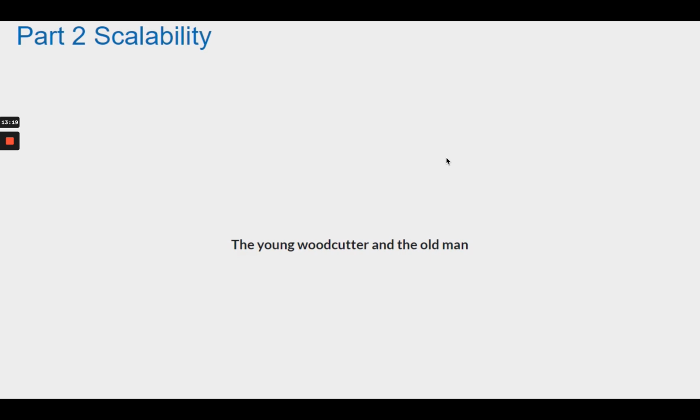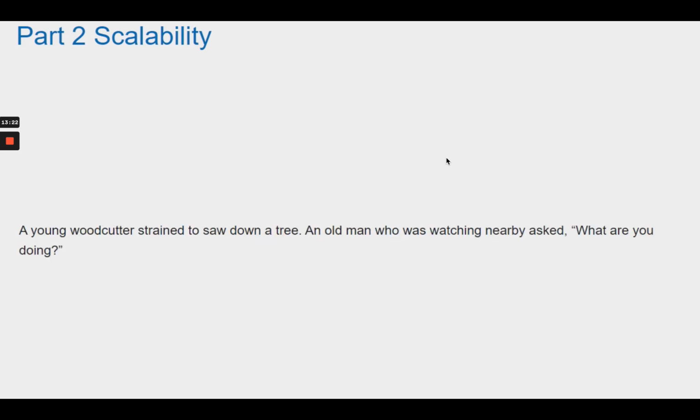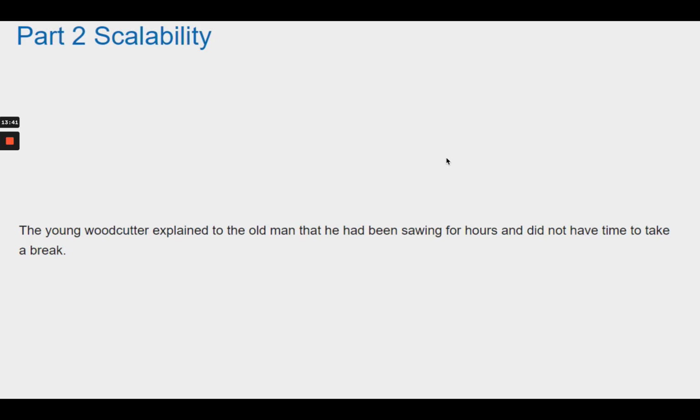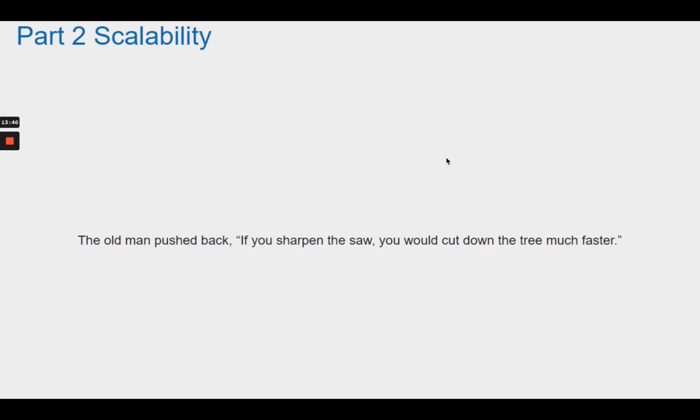The young woodcutter and the old man. A young woodcutter strained to saw down a tree. An old man, who was watching nearby, asked, "What are you doing?" "Are you blind?" the woodcutter replied. "I'm cutting down this tree." The old man replied, "You look exhausted. Take a break. Sharpen your saw." The young woodcutter explained to the old man that he had been sawing for hours and did not have time to take a break. The old man pushed back. "If you sharpen the saw, you would cut down the tree much faster." The woodcutter said, "I don't have time to sharpen the saw. Don't you see? I'm too busy."